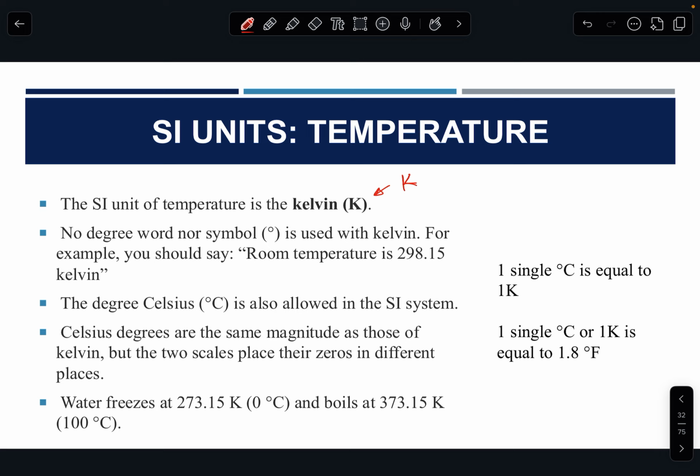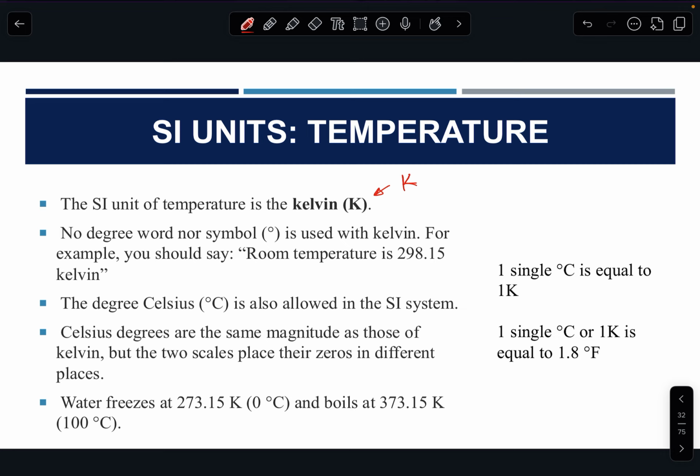And this is because at 0 degrees Kelvin, Kelvin is the temperature of the universe. So at 0 degrees Kelvin, then we know that everything has stopped. There is nothing moving around. Water freezes at 273.15 degrees Kelvin, which is 0 degrees Celsius, but at 0 degrees Kelvin, everything freezes.